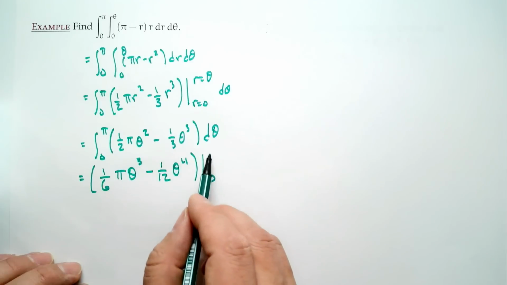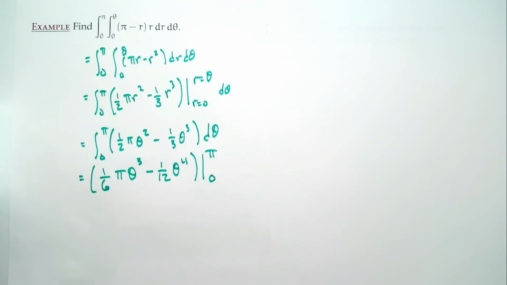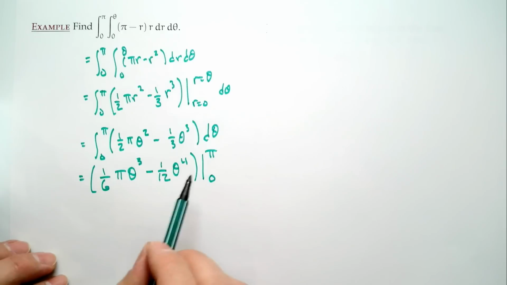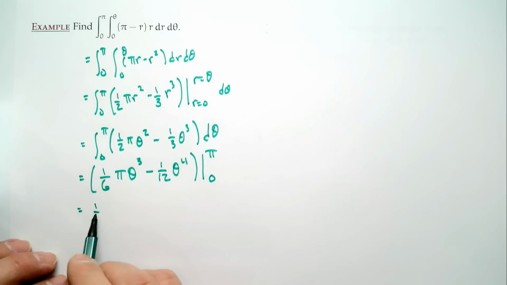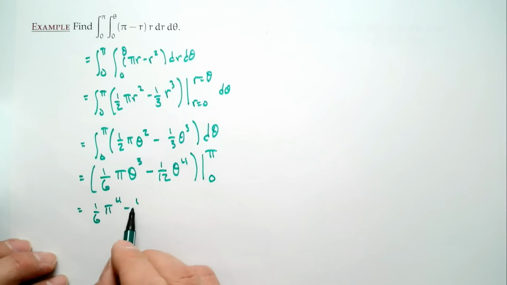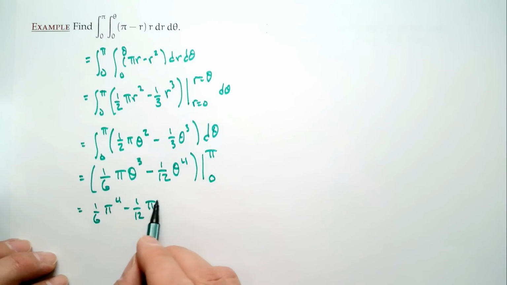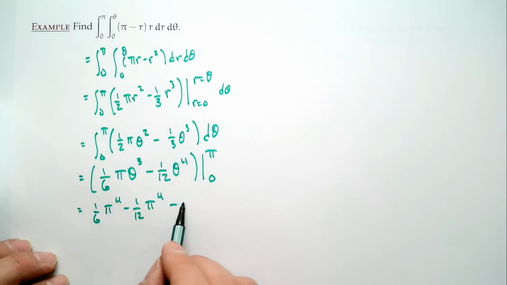Now you should say, this feels really familiar. It's kind of the same thing we did before, but with different symbols. In other words, the process hasn't really changed. We're almost there. Plug in pi. You get 1/6 pi times pi cubed, which is pi to the fourth, minus 1/12 pi to the fourth. Then we subtract 0, because 0 is our favorite number to work with, which ends up being 1/12 pi to the fourth.